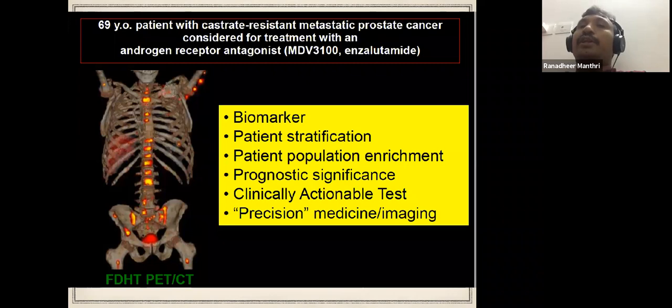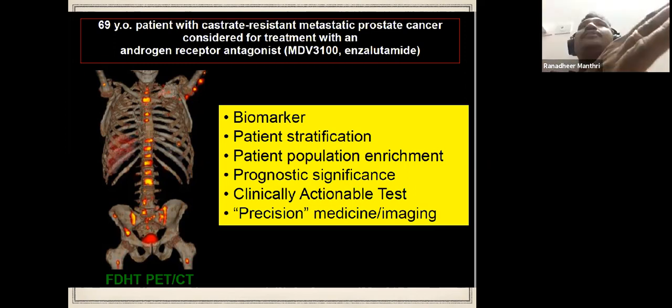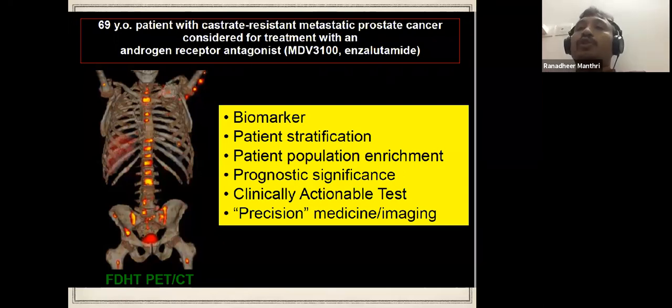So, a 68-year-old patient with CRPC. All CRPCs are not HRPC. See, castration refractory doesn't mean it is not having androgen receptors. There can be androgen receptor splice variants. There can be androgen receptor mutation. Even with a low level of testosterone, it is causing tumor multiplication. So it is a biomarker. It can be used for patient stratification.